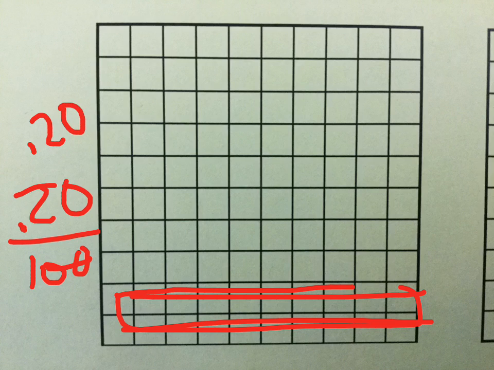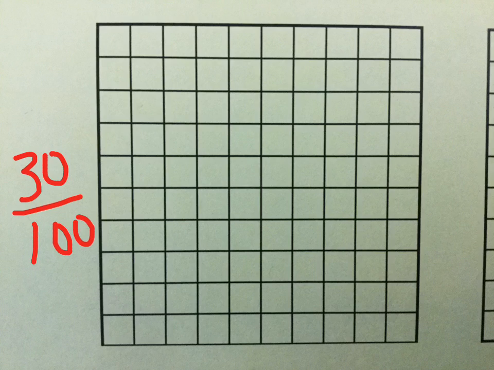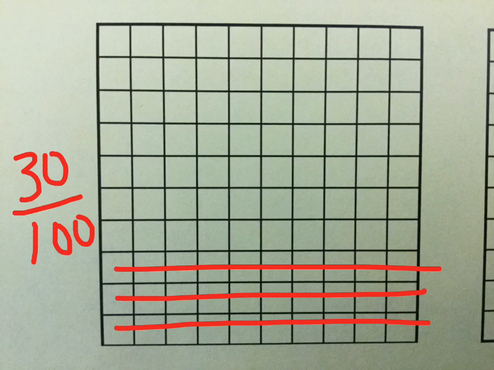Alright, if I'm given the fraction, so if I've got 30 over 100, and it says I'm supposed to color in them, so I know I'm going to color in 30, so there's 10, 20, 30, and my decimal is still going to be 0.3.